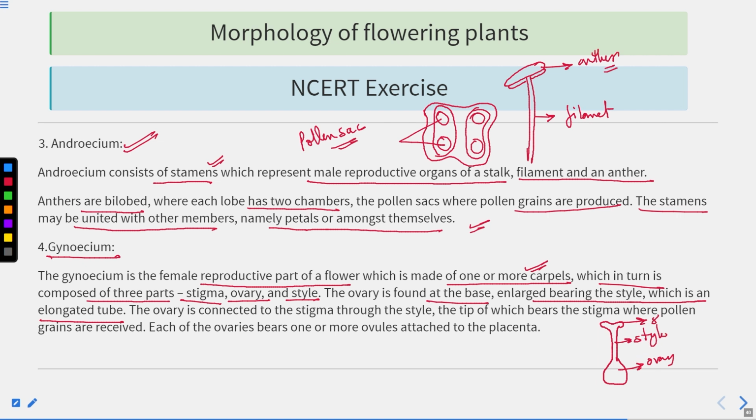This is the stigma. The stigma receives the pollen grain; the coming pollen grain is received by this. The ovary is connected to the stigma through the style. This is the interconnection between the stigma and ovary, and the tip bears the stigma where the pollen grains are received. Each ovary bears one or more ovules attached to the placenta. So inside the ovary, there may be one placenta or more than that.